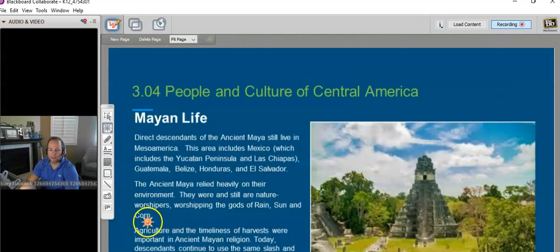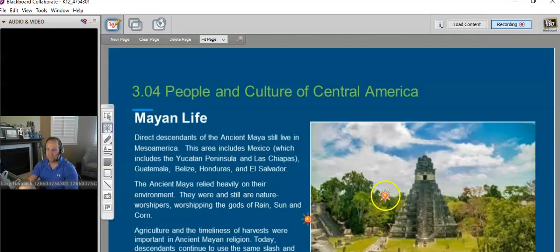All right, let's talk a little bit about Mayan life. Those were the Native Americans there. They lived in areas of Mexico, Guatemala, Belize, Honduras, and El Salvador. And they made these beautiful pyramids. Some people think they took the concept from ancient Egypt, but we just don't know how they got that concept and how it kind of traveled over there.